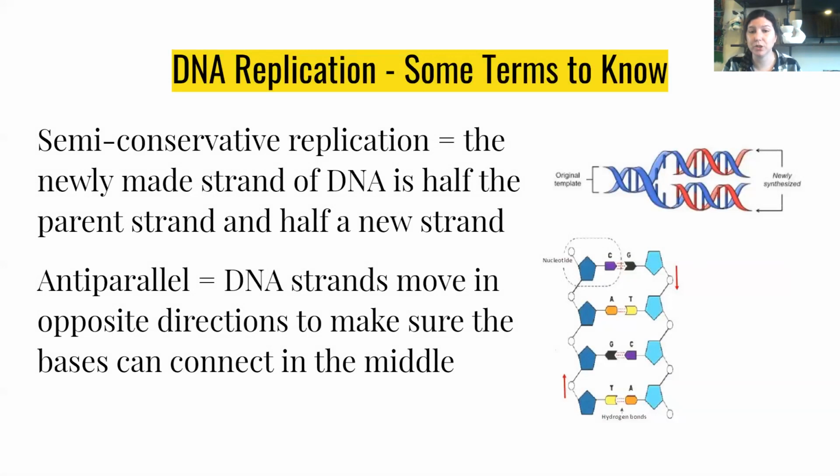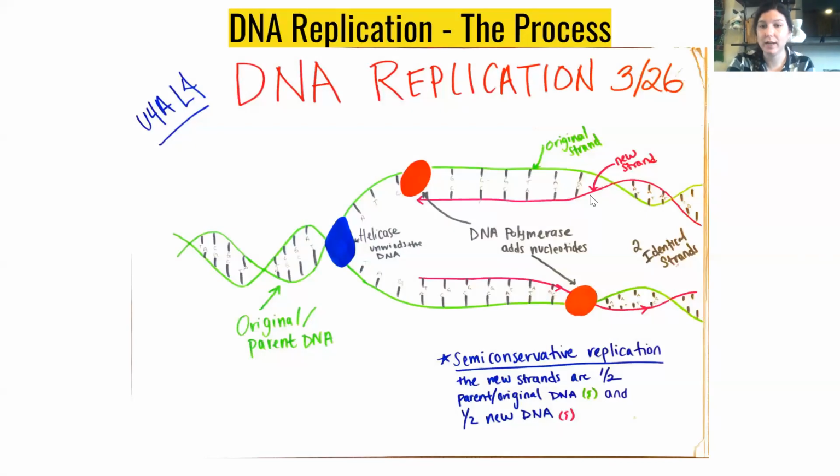And just a couple terms you should know: semi-conservative replication. The newly made strand of DNA is half the parent strand and half the new strand. And the anti-parallel, like we talked about yesterday, is when those strands are running in opposite directions. So I'm going to go back. This strand is being made from the right to left, and the bottom strand is left to right. You don't need to know that. You just need to know they're running in opposite directions.